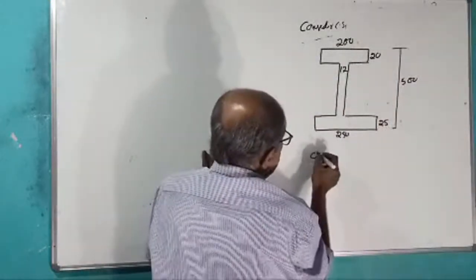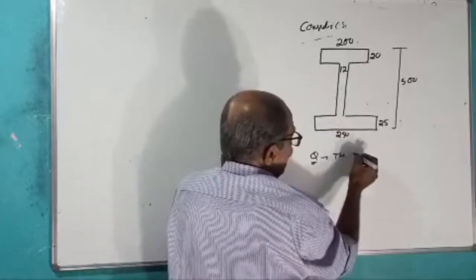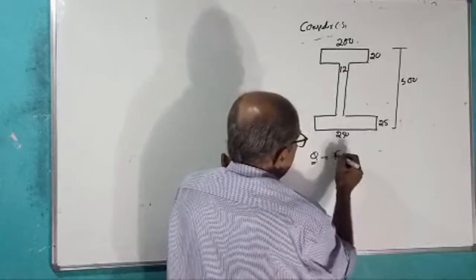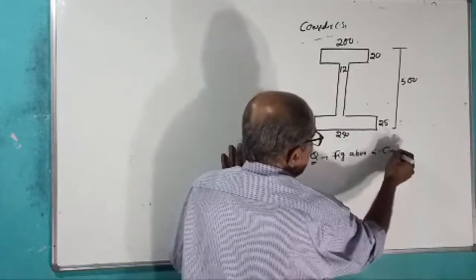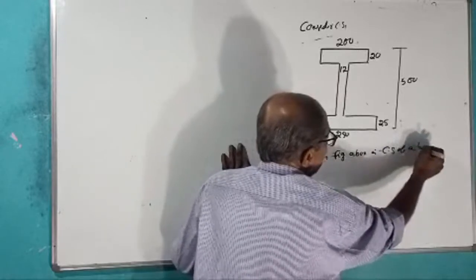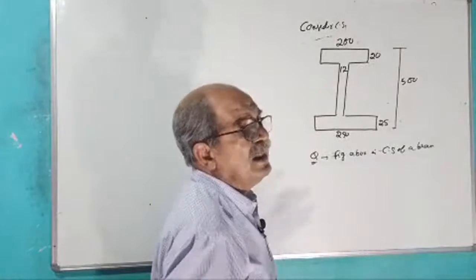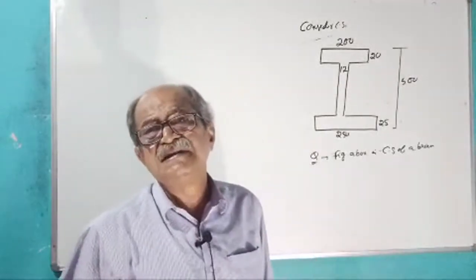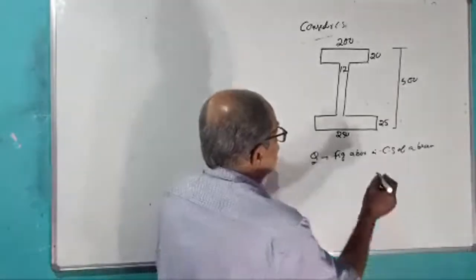The question is, the cross section figure above is the cross section of a beam. Which beam? Why should you bother? It is not RCC, that is sure. If it is RCC, the tension side concrete you had ignored. That's all secondary of a beam.